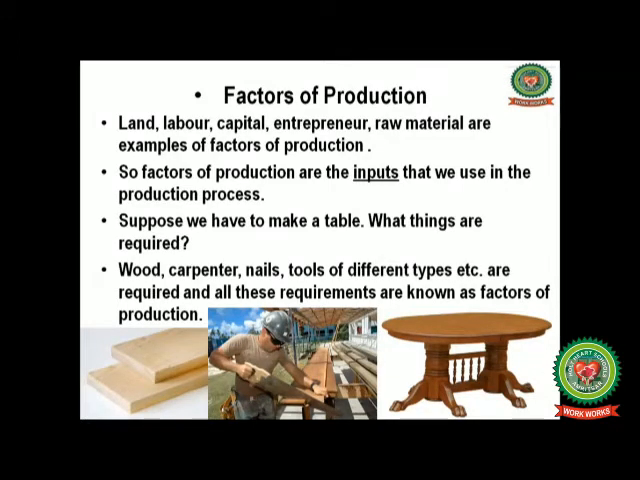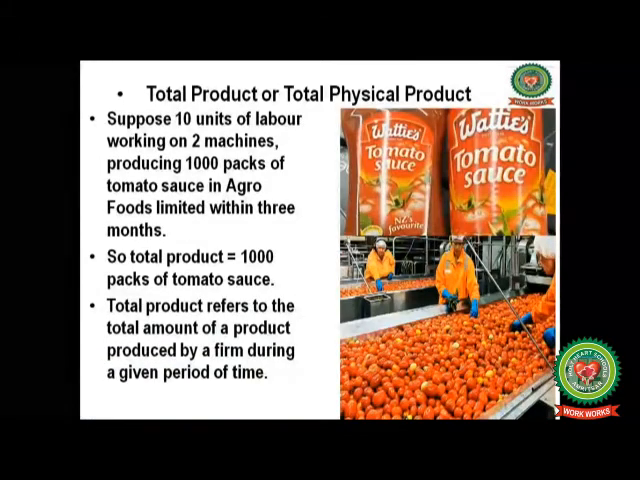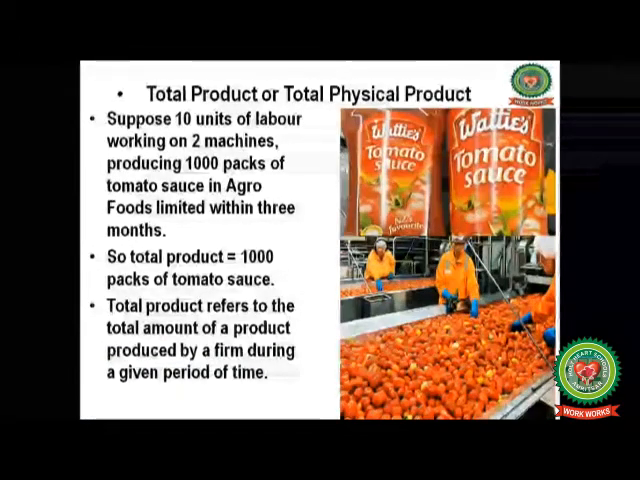Suppose we have to make a table. What things are required? Naturally, we want wood, a carpenter, nails, and tools of different types, like a saw and a hammer. All these things are required, and that is known as factors of production. With the help of these tools, carpenter and wood, we are able to get a finished good, that is a table.